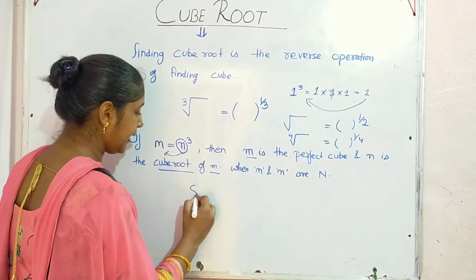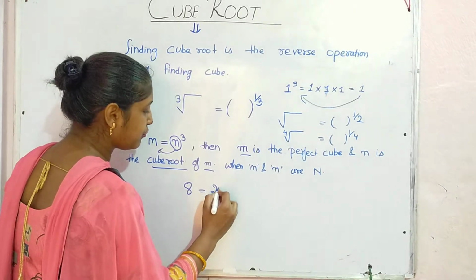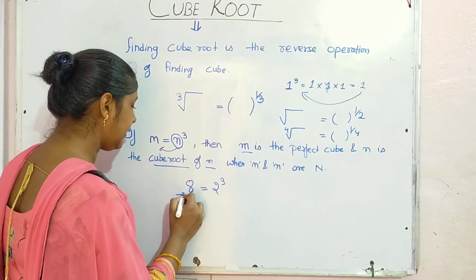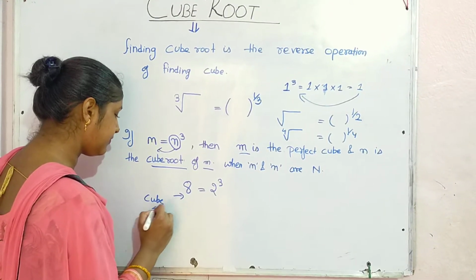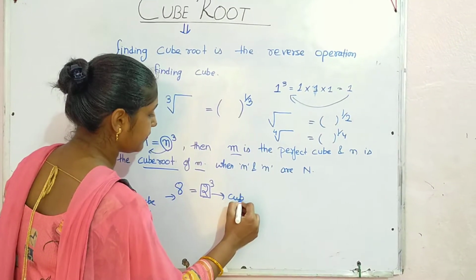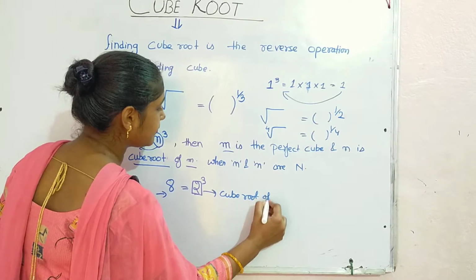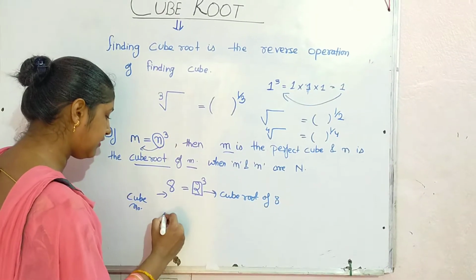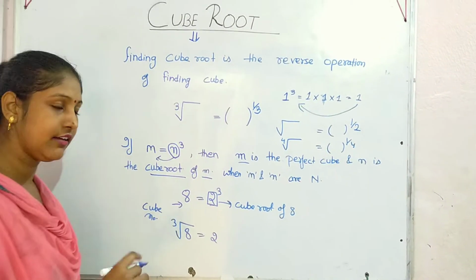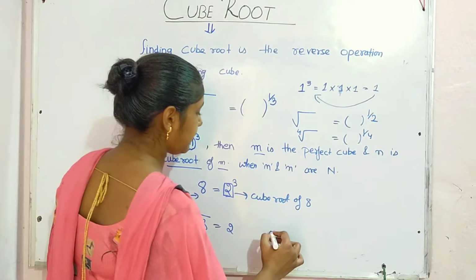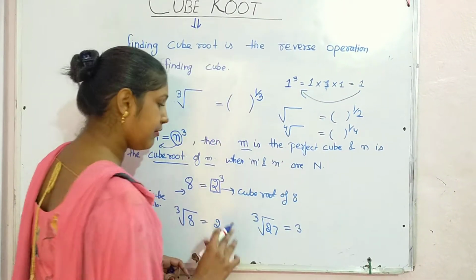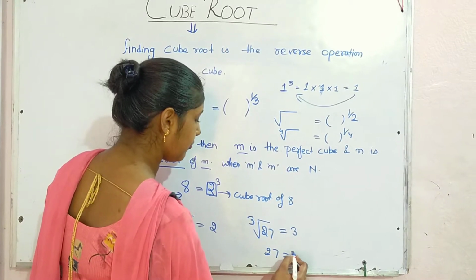We know that 8 is the cube of 2. So 8 can be written as 2 to the power 3. Then 8 is said to be a cube number, and this 2 is said to be the cube root of 8. So we can represent it: cube root of 8 is equal to 2. Same as we can represent cube root of 27 is equal to 3, because 27 is the cube of 3.